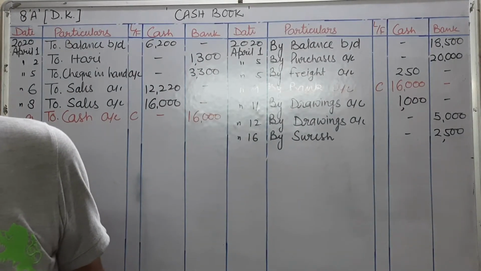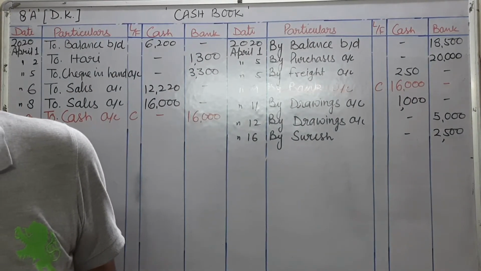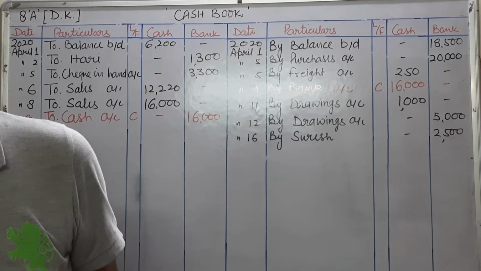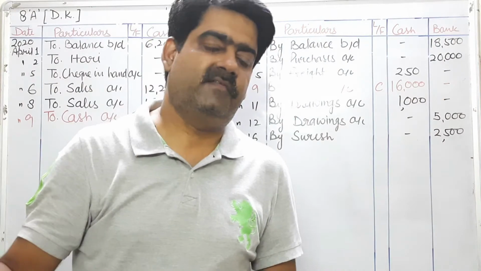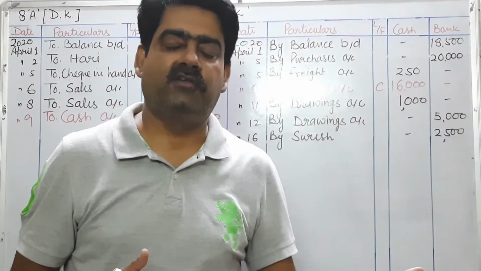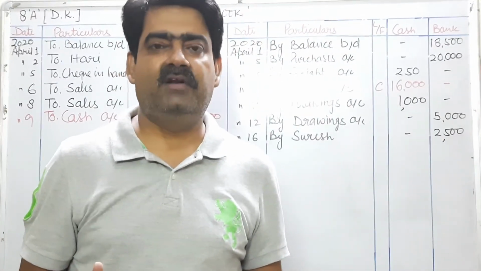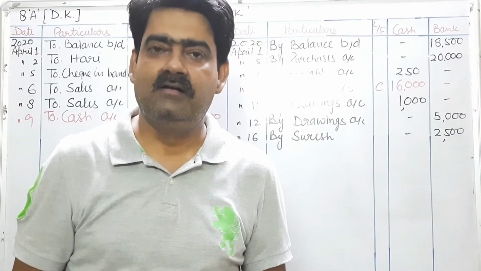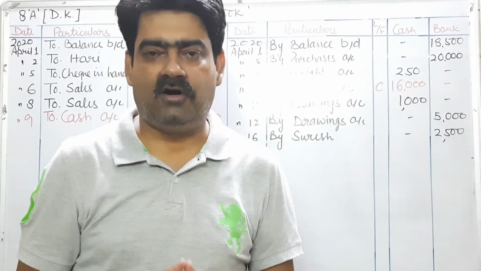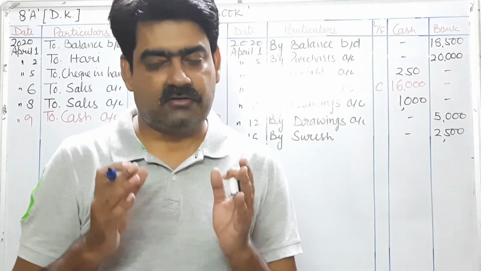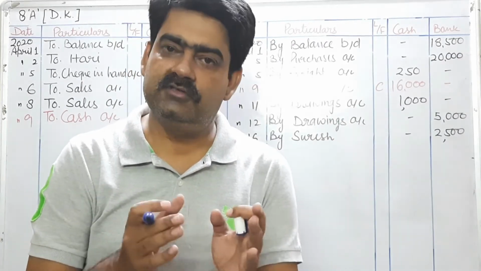Next is on April 20, check received from Ajay endorsed to Vijay. So the check previously received from Ajay, we are simply endorsing it to Vijay. The journal entry will be Vijay debit to check in hand. Again, the treatment will come in the journal. This particular treatment will not come in the cash book. Okay, so the journal entry will be Vijay debit to check in hand.